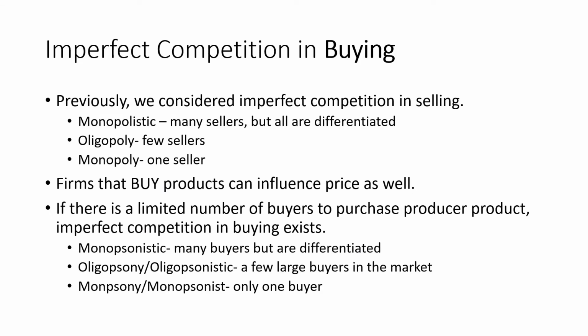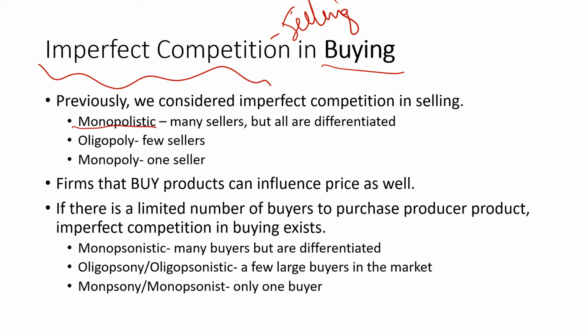In the first half of this chapter, we talked about imperfect competition as it relates to selling. In this second half of this chapter, we're going to focus on imperfect competition as it relates to buying. So remember, we talked about monopolistic producers, oligopolies, and monopolies. Monopolistic, there were many sellers, but they were all differentiated. Oligopoly, there were a few sellers. Monopoly, there was one seller.